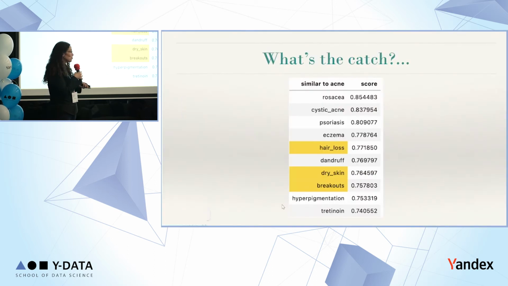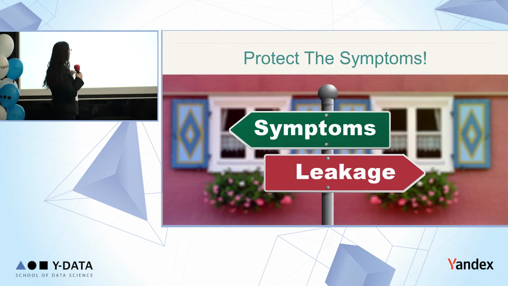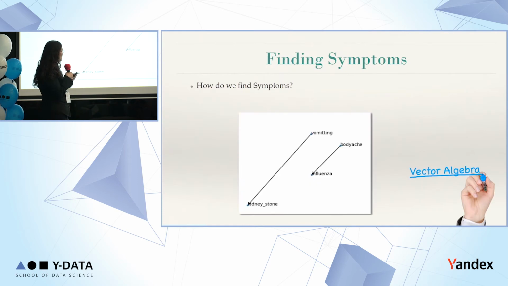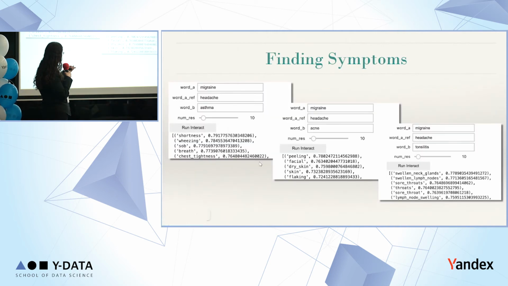Similar words is an unsupervised task, and we wanted to remove as much leakage as we could. However, we found we were getting symptoms into our leakage lists because of the similar words. So we decided we need to protect the symptoms. How do we find symptoms though? So again, vector algebra to the rescue. Condition to symptom relationships tend to repeat across conditions. So another small demonstration. Oh, sorry.